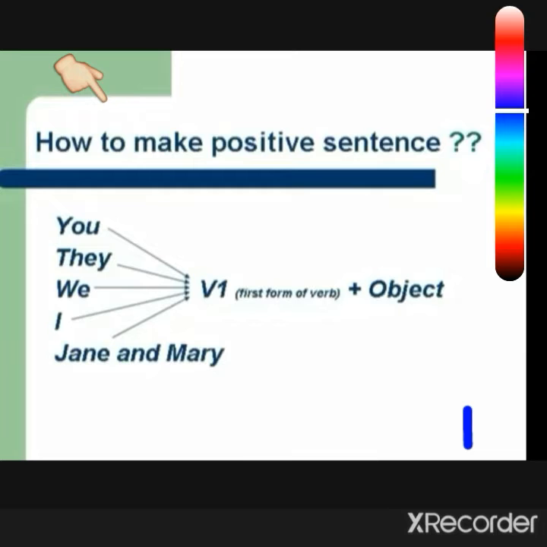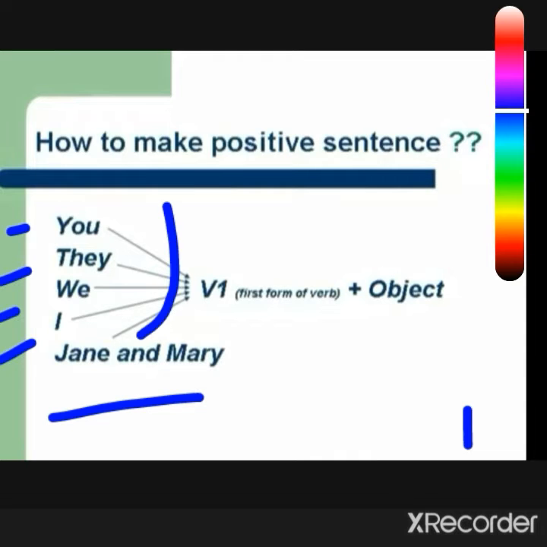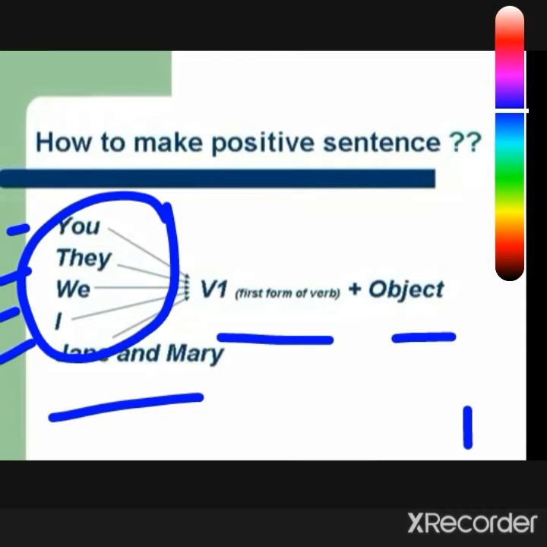In order to make positive sentences, you are supposed to keep in mind what the subject is. If the subject is you, they, we, I, Jane and Mary, or more than one person, then put the first form of the verb after the subject and then comes your object. These are your subjects, and after your subject you are going to put the first form of verb, and after that your object will come, as you can see here, okay?